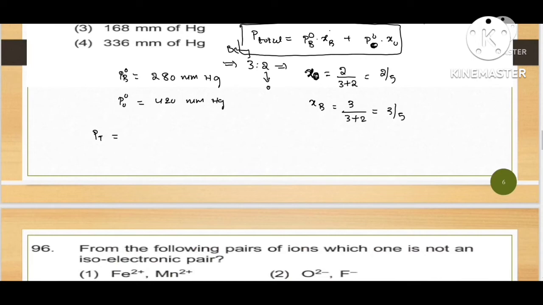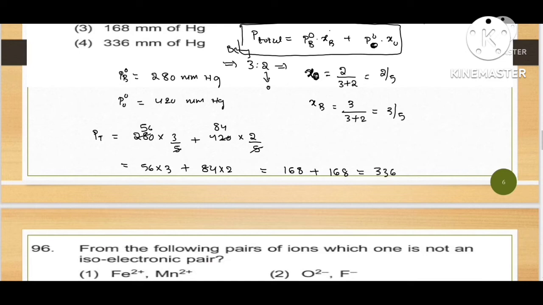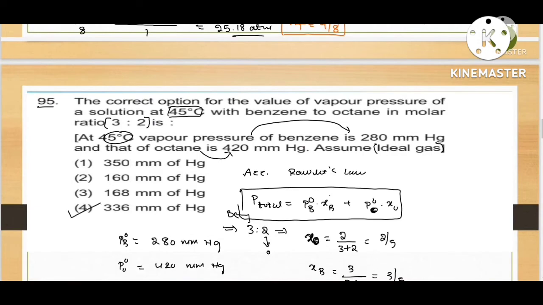P total is equal to P naught B, the pressure of benzene 280 into its mole fraction 3 by 5, plus the pressure of octane 420 into its mole fraction 2 by 5. Then it becomes 56 into 3 plus 84 into 2. 56 into 3 becomes 168, plus 84 into 2 also becomes 168. By addition of 168 plus 168, the total value is 336. Then the total vapor pressure is equal to 336 mmHg. So option D is our correct answer.